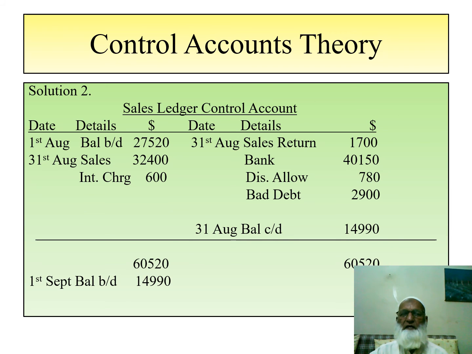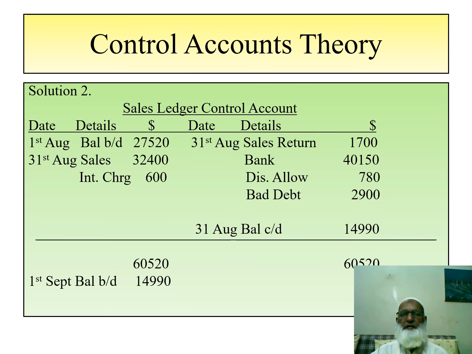This is the solution, and here the sales ledger control account is given. It is solved. Over here, balance brought down is 27,520, sales is 32,000, interest charge is 600, and sales return is 1700. I mean, you can always make out what's happening. This is very easy. The figures are all given. You do not have to make any calculations. Only the balance has to be calculated, and that is 14,990. This is the debit balance of the sales ledger control account. All of the other balances are already given.